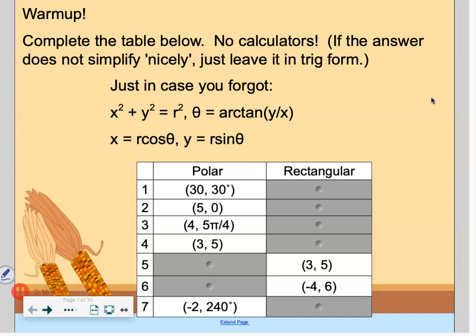Polar coordinates are written as (r, theta), right? R is your distance from the pole. Theta is your direction, basically. So it kind of gives you a distance and a direction. Kind of reminds me a little bit of a vector, right? Okay, so anyway, if we have a polar coordinate of (30, 30 degrees), that means your radius is 30, your angle is 30 degrees. So how would I convert this to rectangular?